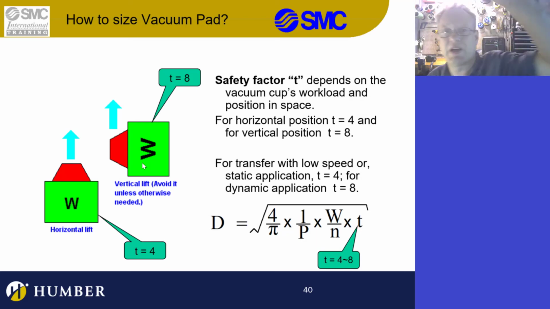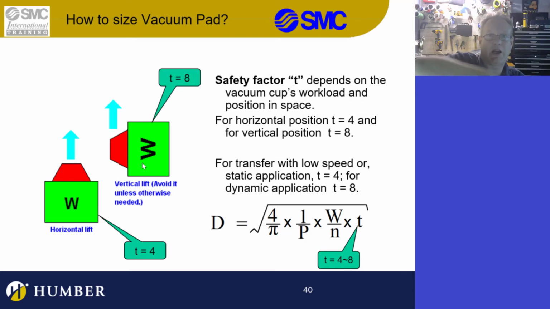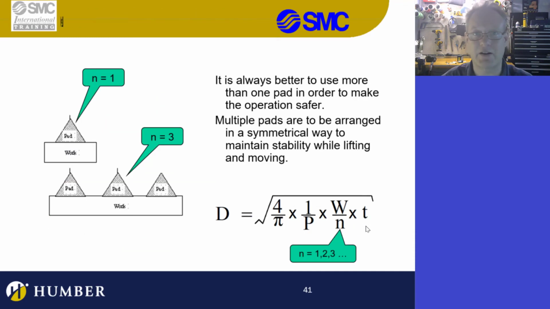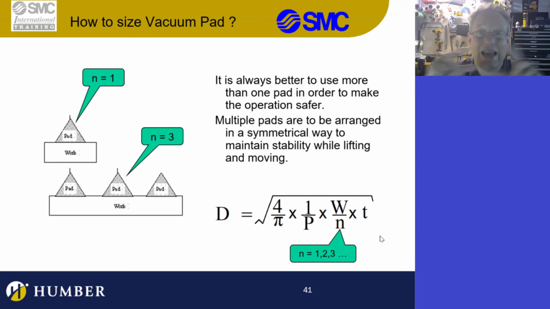Now, what if you have to pick something up, hold it like this, and then move it around? Well, use a safety factor of 8. Just keep that in mind when you're using this formula, because this T is the safety factor. Now, there's this N number, which is the number of suction cups. You remember that example I showed you earlier where there were 6 suction cups picking up a piece of plywood? If the weight of that is a certain amount and I'm using 6 suction cups, how big does each one have to be? You can put that into the formula as well, and that's the N in the formula.